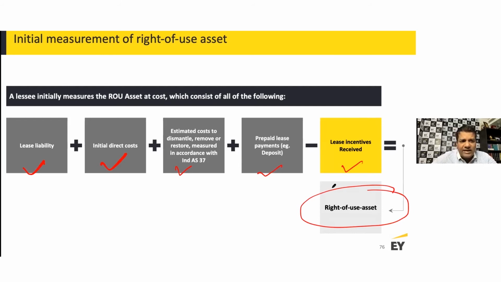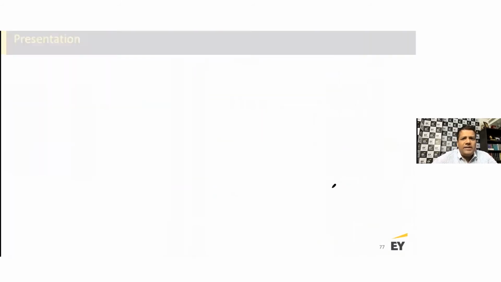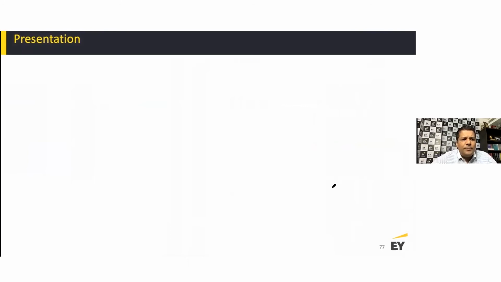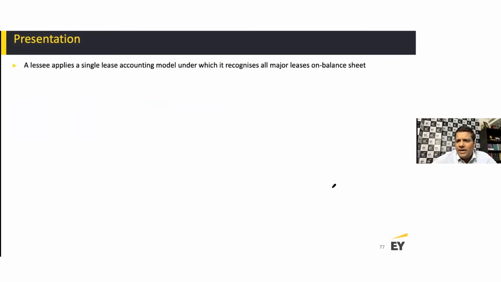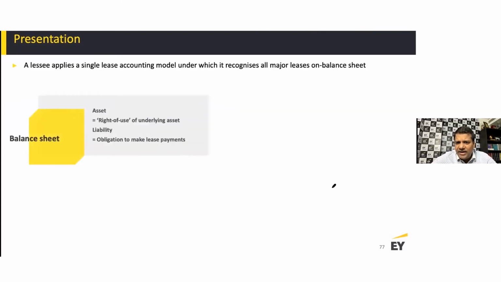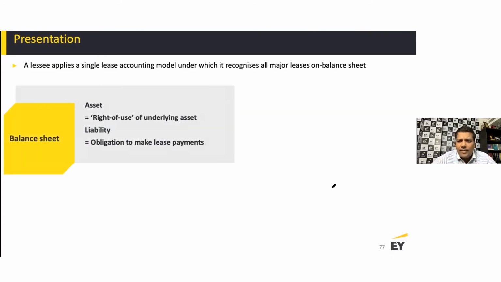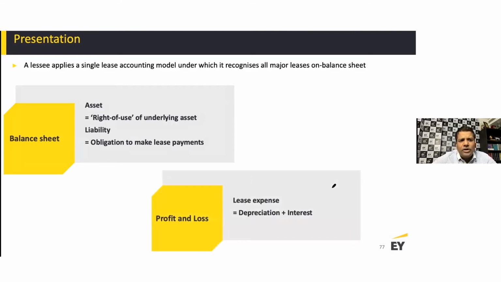From a presentation perspective, a lessee applies a single lease accounting model under which it recognizes all major leases on the balance sheet. On the asset side, I'm going to record a right of use of the underlying asset. On the liability side, there's an obligation I'm going to record. From a P&L perspective, there is depreciation and interest cost.